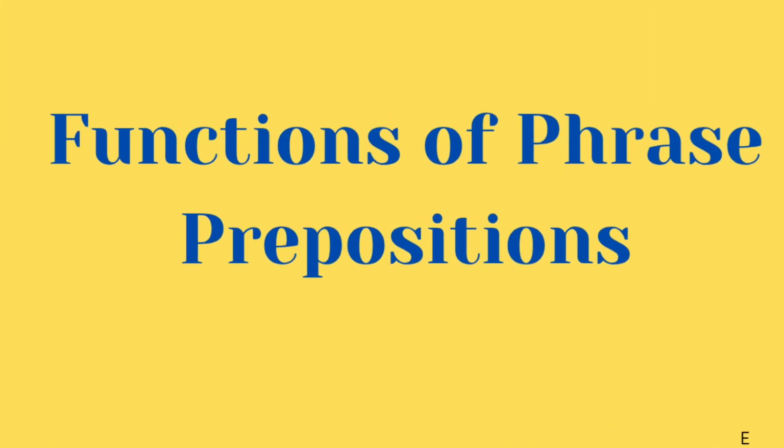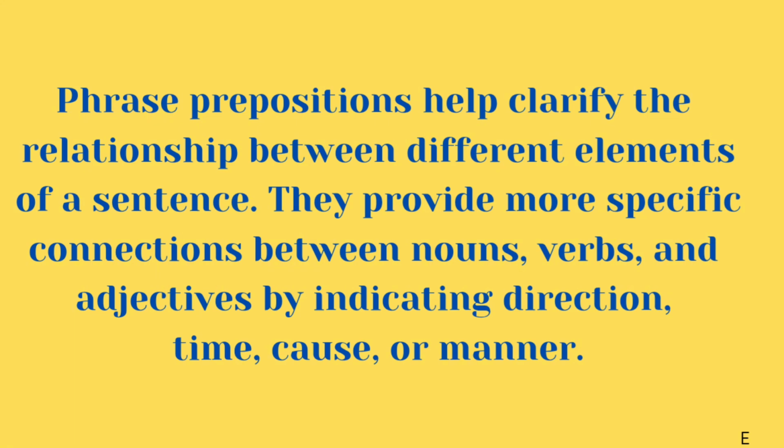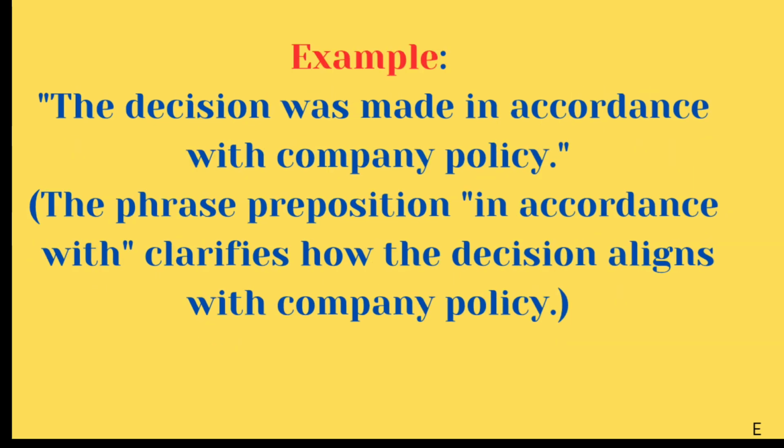Functions of phrase prepositions. 1. Clarifying relationships. Phrase prepositions help clarify the relationship between different elements of a sentence. They provide more specific connections between nouns, verbs, and adjectives by indicating direction, time, cause, or manner. Example: the decision was made in accordance with company policy. The phrase preposition in accordance with clarifies how the decision aligns with company policy.